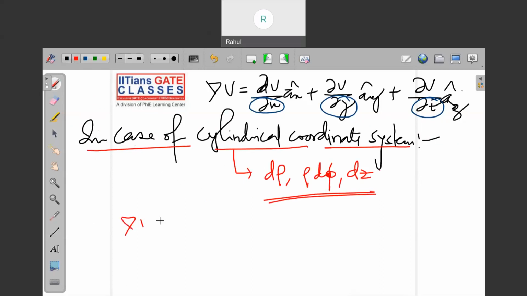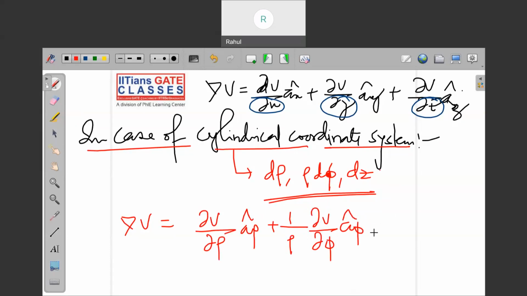So here the gradient of v in case of the cylindrical coordinate system, we can write as dou v by dou rho, a rho cap, plus, there is a rho d phi, so what we can do here is 1 by rho dou v by dou phi, a phi cap, plus dou v by dou z, az cap. So you can see in the denominator, this is the differential length, rho d phi and dz.